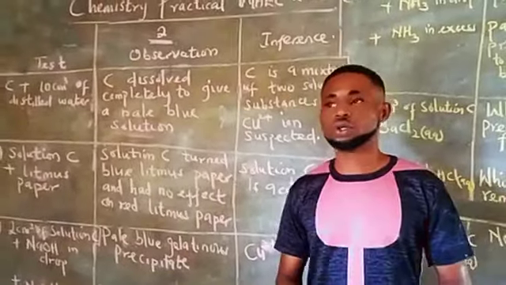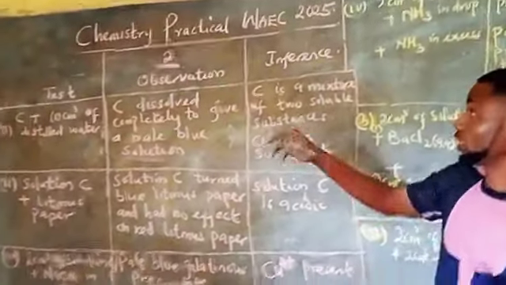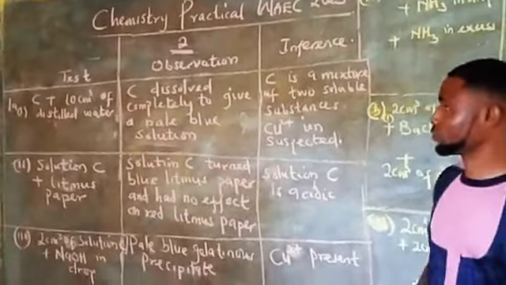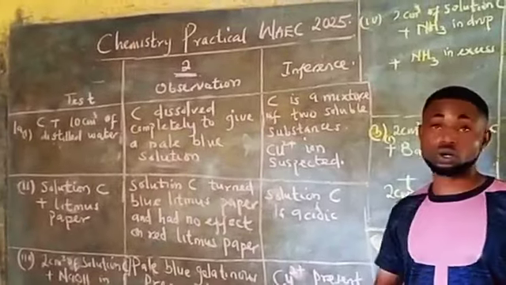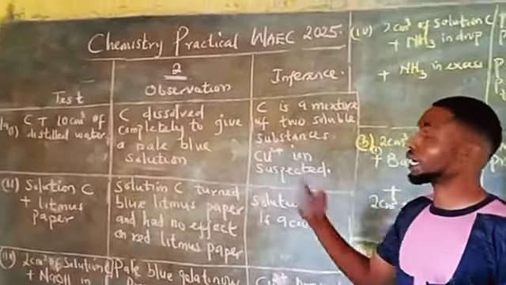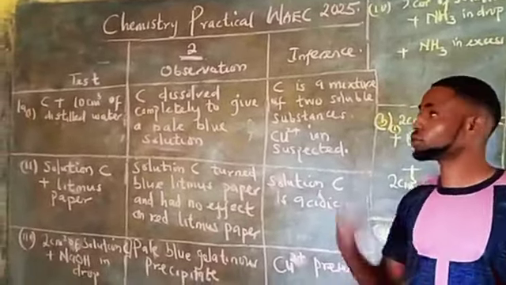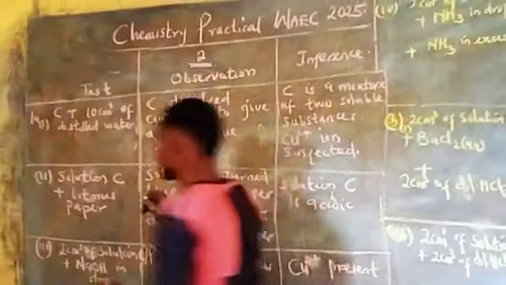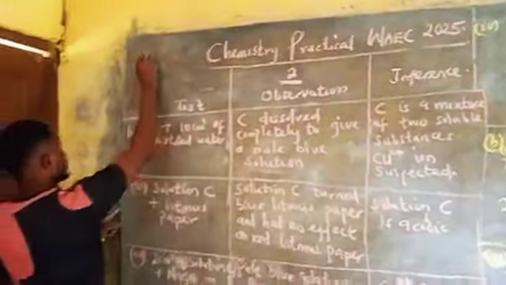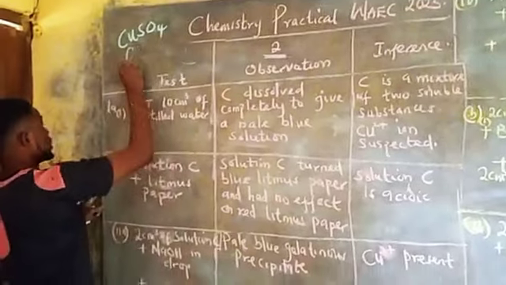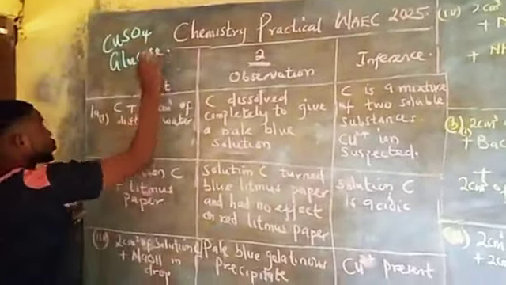In today's video, we are going to be focusing on chemistry practical WAEC 2025, question number 2, which is called salt analysis. According to the instruction, we are given one salt and one organic compound. We are given two substances. The first one is the salt, that is copper sulfate, then the second one is glucose.